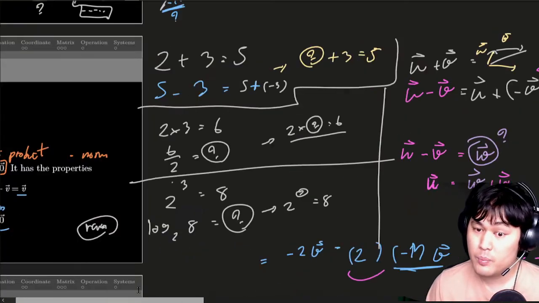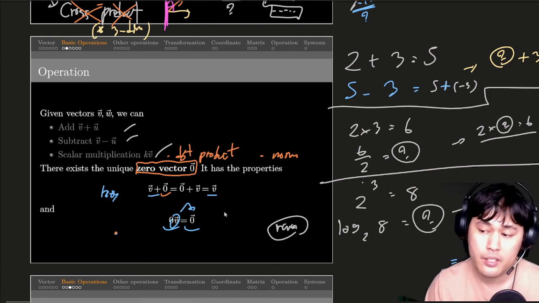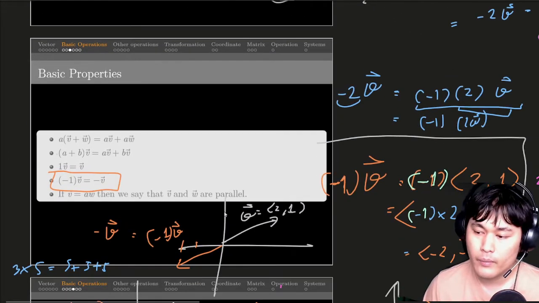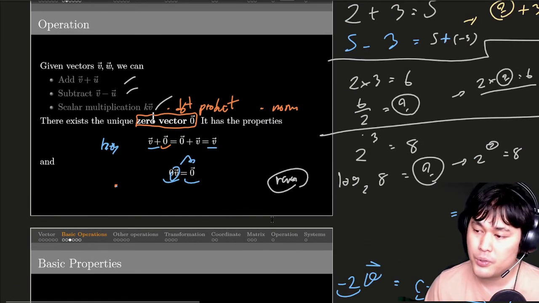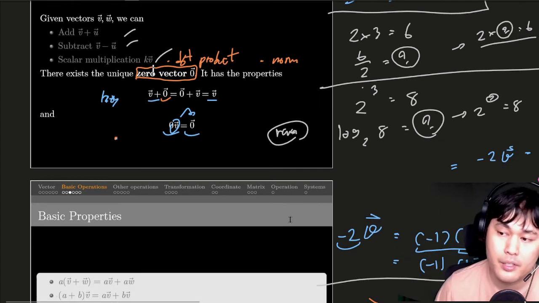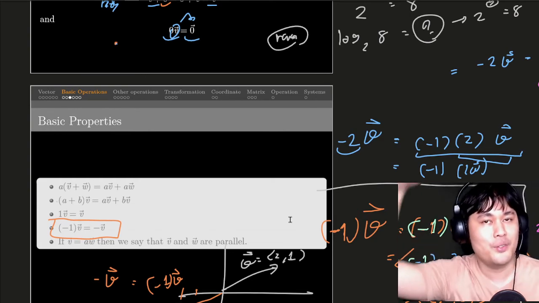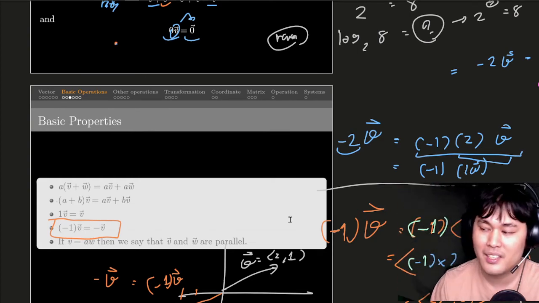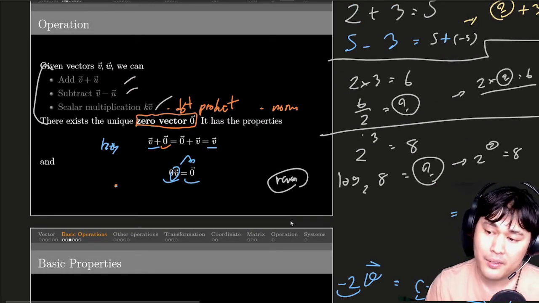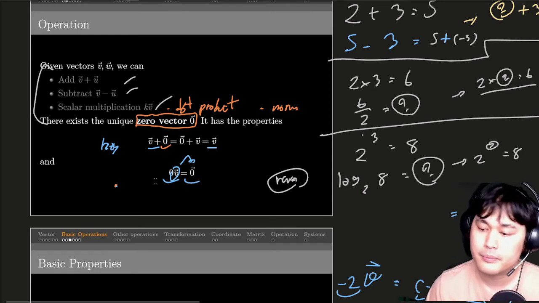So these are the basic operations: addition, subtraction, and scalar multiplication. At first, I suggest you draw some graphs to give you an idea of what the result looks like. But eventually, when you have to code, or when you study this at a higher level, everything will just become a number. Okay, so those are the three operations we have and what they mean.